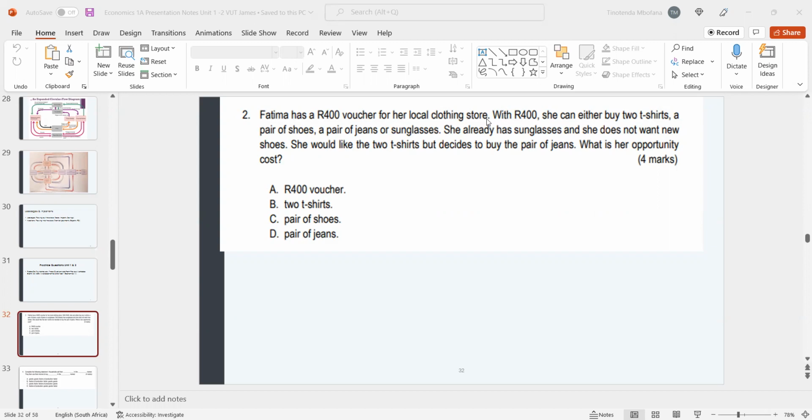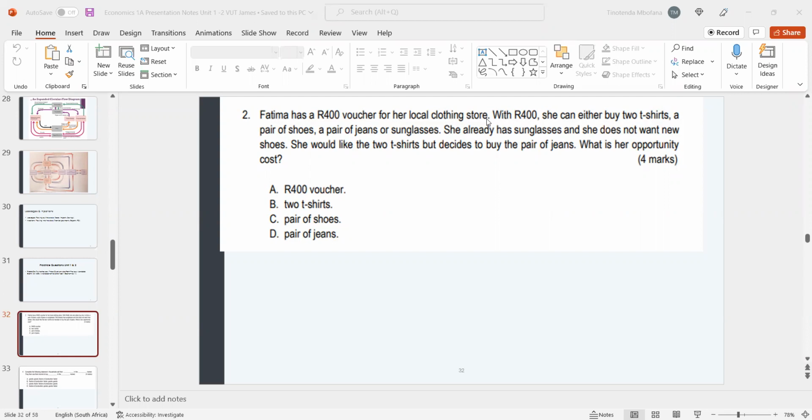So this question is trying to assess your understanding of 2 particular concepts. Your understanding of the issue of choice, and your understanding of the term opportunity cost. Remember what we said about opportunity cost? Opportunity cost is the value of the next best alternative forgone. The next best alternative that has been forgone by whom? By Fatima. So there are key things that are highlighted in the case study.